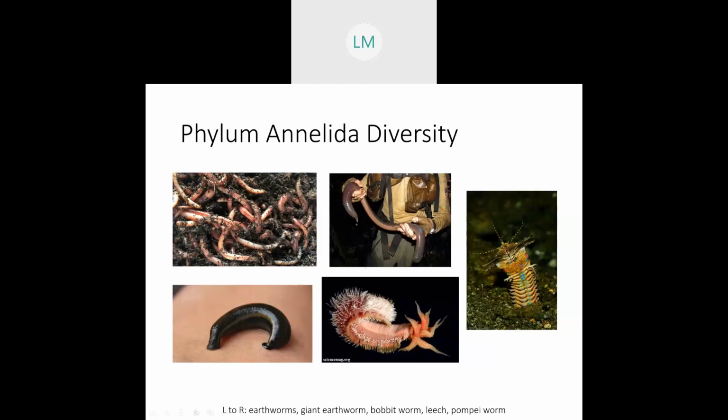But then leeches are also in this group, and then earthworms are also in this group. So they all have these segments. You can see these lines on their bodies that divide up these segments. This is a photo of a giant earthworm. So some of these earthworms in this species can be up to like 10 feet long. So we get some pretty huge specimens in this phylum.